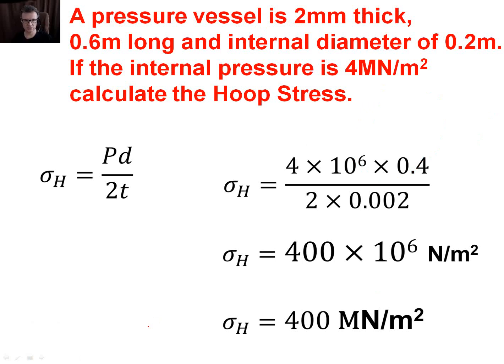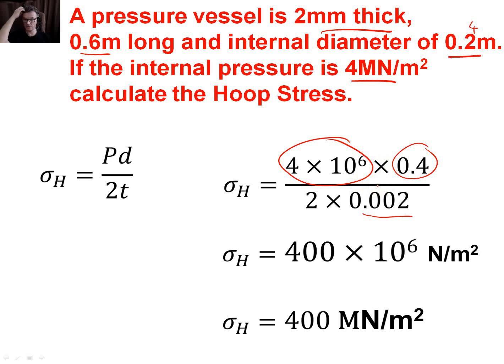So let's do an example, using some typical values we might expect to have. What's the hoop stress going to be in a 2 millimeter thick pressure vessel? It's 0.6 meters long, it's got an internal diameter of 0.6, and we have 40 bar of pressure inside. Now, my pressure is 4 times 10 to the power 6. My diameter, why my diameter 0.4? That's not right. So that's not correct. The pressure times D divided by 2 times the thickness, so the thickness is 2 times 10 to the minus 3 there. So that then gives me a value of 400 meganewtons.